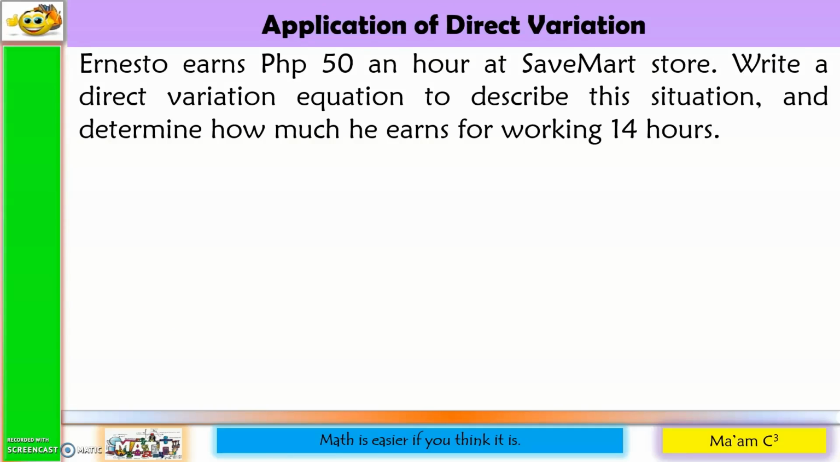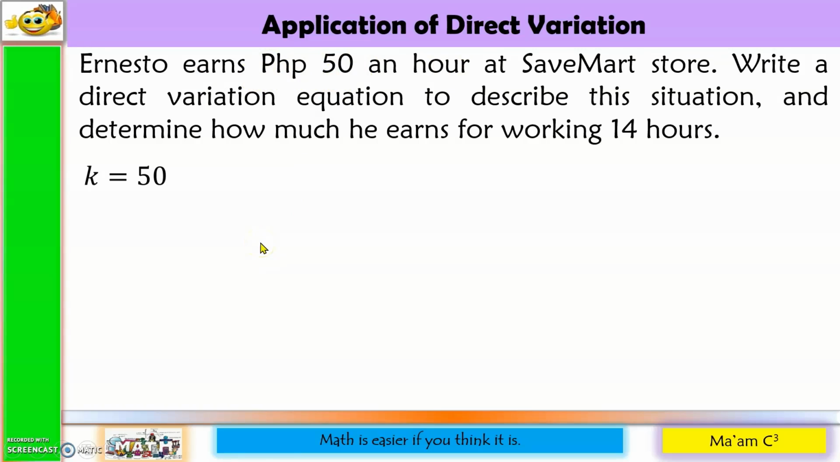Ernesto earns 50 pesos an hour at Save Mart store. Write a direct variation equation to describe this situation and determine how much he earns for working 14 hours. So we have here 50 pesos an hour, meaning this is constant. So this will be our k.